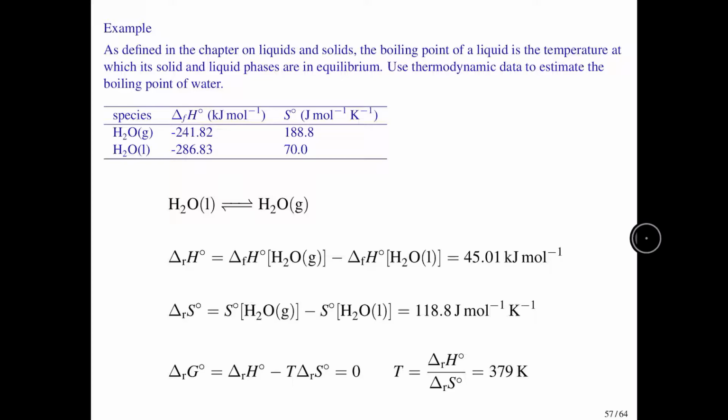In this example, we are looking at a phase transition. We're going from liquid water to water vapor, and we're being asked to estimate the temperature at which the two phases are at equilibrium. And so here is the delta G expression, and what I wanted to point out is that at equilibrium, delta G will equal 0. Okay, so when delta G is negative, the forward direction is spontaneous. When delta G is positive, the reverse direction is spontaneous. Equilibrium occurs when delta G equals 0.